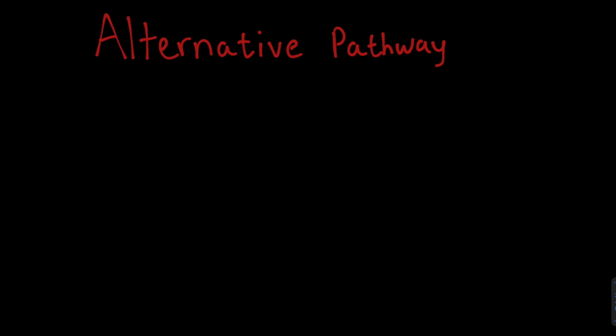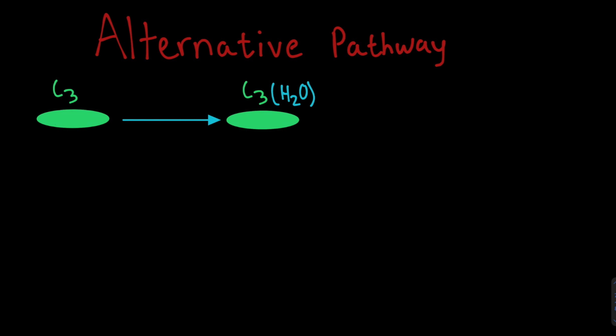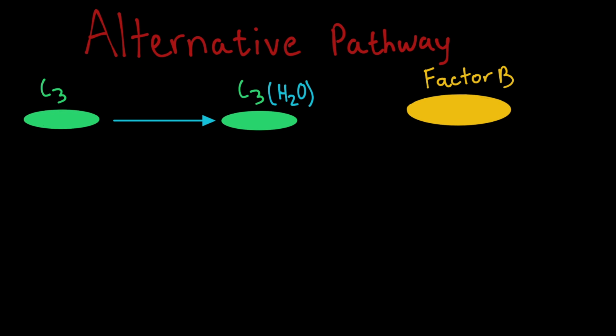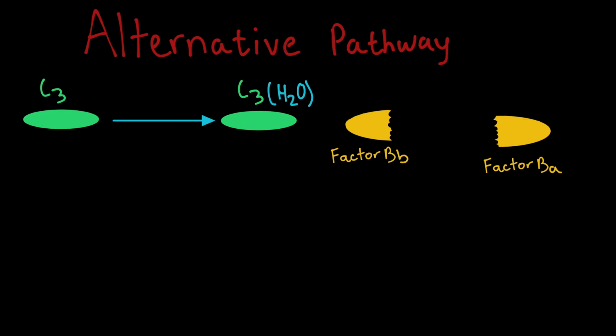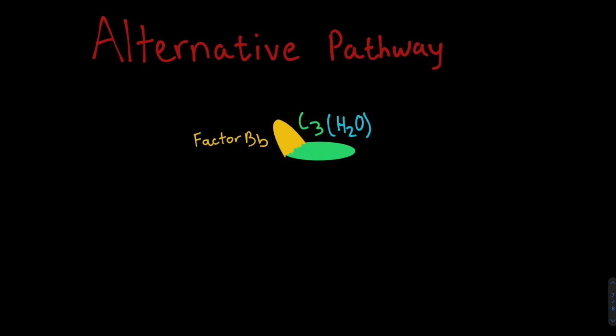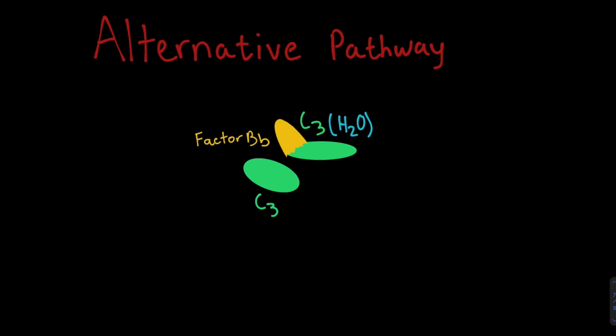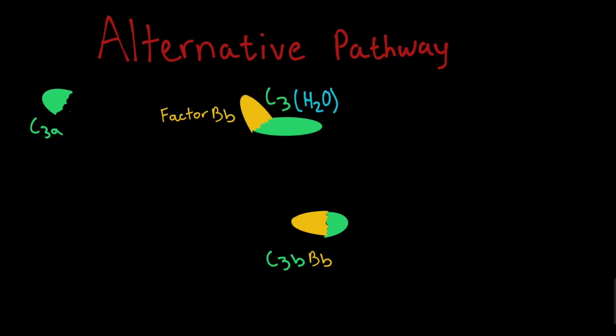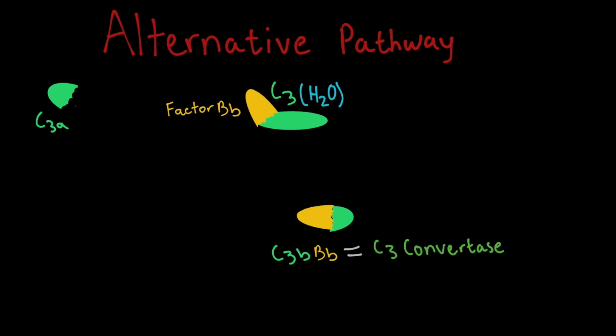The second route is known as the alternative path. This is an antibody-independent mechanism that occurs when C3 experiences hydrolysis, creating C3H2O. Factor B, which is another protein in the complement system, will cleave into factor Bb and factor Ba by factor D. Factor Bb will bind to C3H2O, forming the C3H2OBb. C3H2OBb will cleave C3 into C3a and C3b. The C3b will attach to factor Bb, forming the C3bBb, which is the C3 convertase of the alternative pathway.